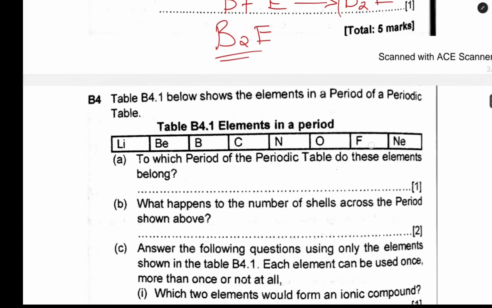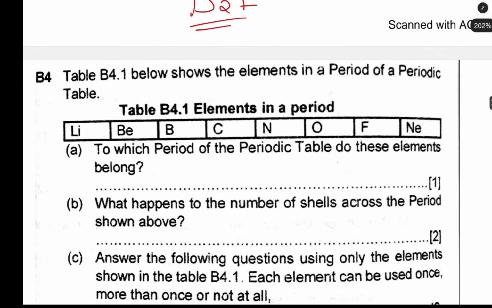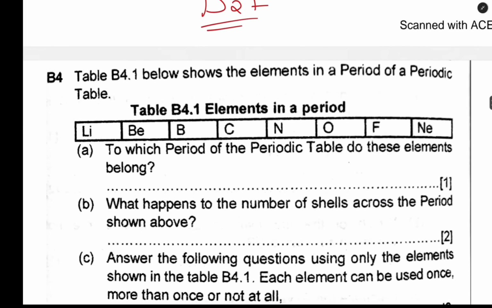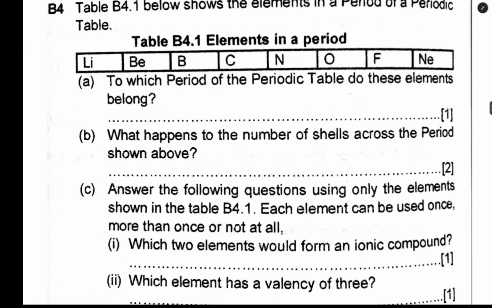Up to the other question here that we have. So for this question, B4.1 below shows elements in the periodic table. As you can see, which period of the periodic table do these elements belong to? The good part about chemistry is that the periodic table is given, so you just have to go and check. And you need to know that the period is the horizontal row.